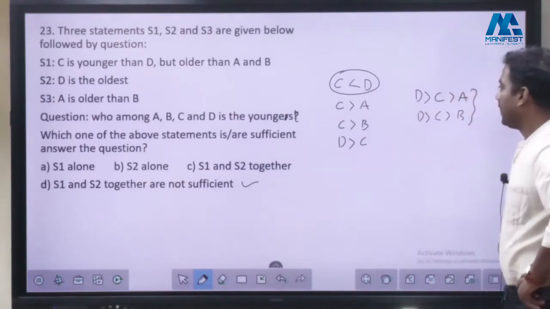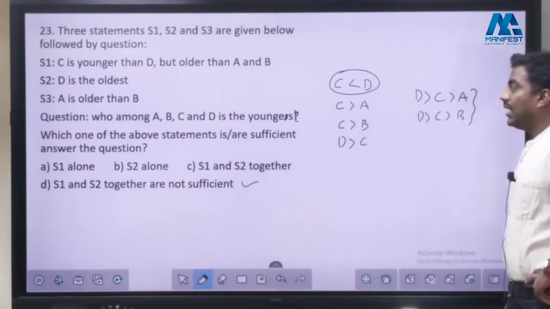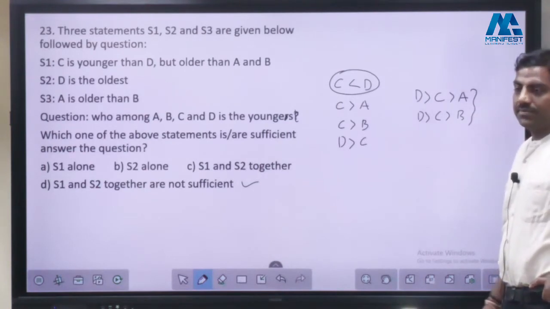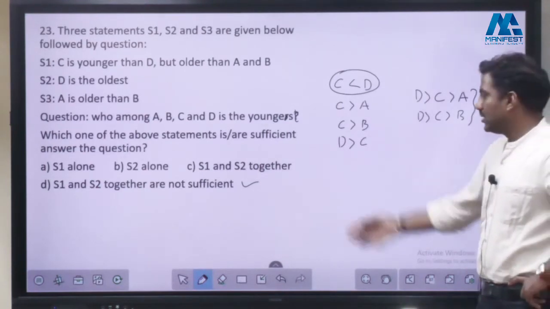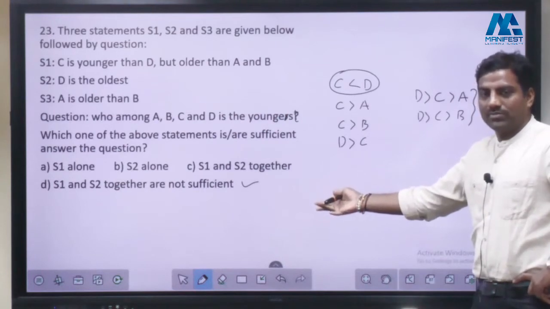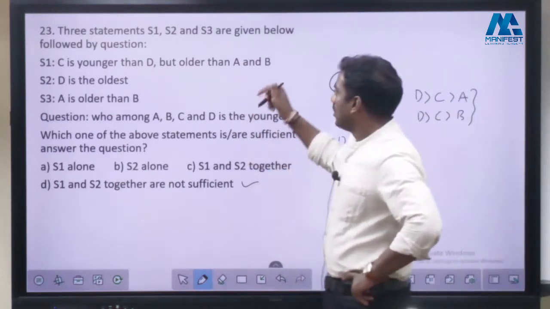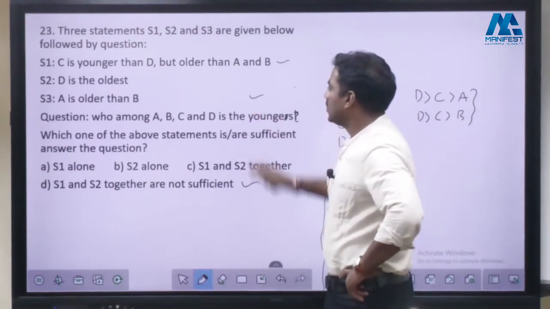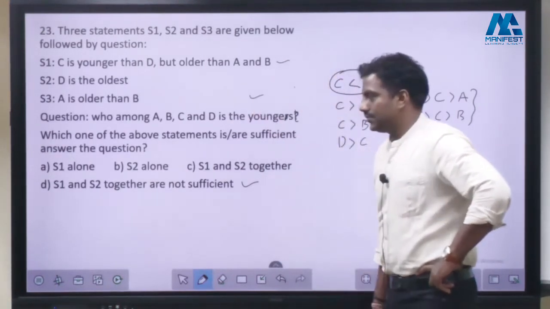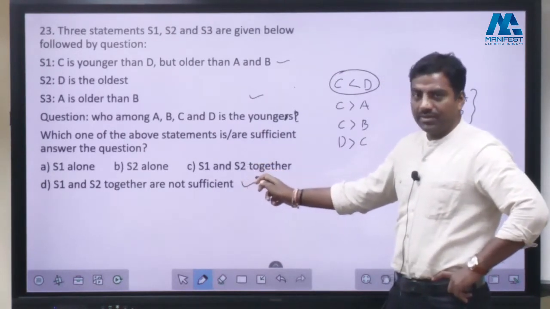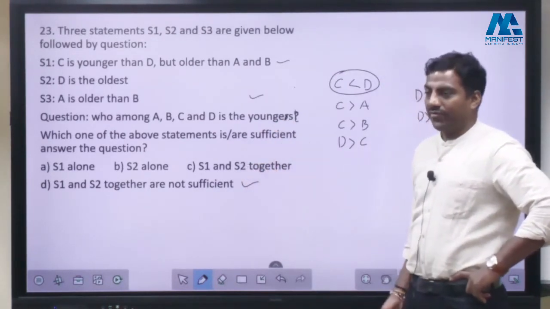Now S3. A is older than B. Then who is the youngest? B is the youngest, but that option we don't have at all. So here what was required? What was required? This and this would have given us the answer. If instead of S2, if I had printed S3 here, then that would have been enough.